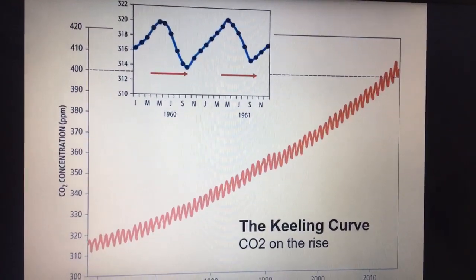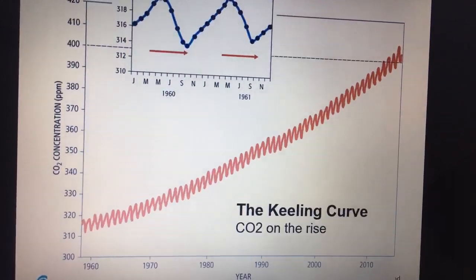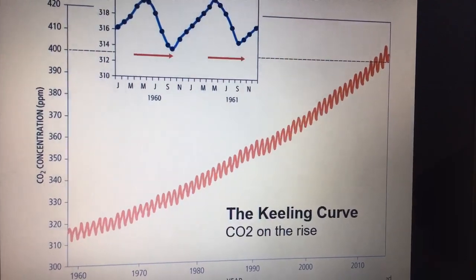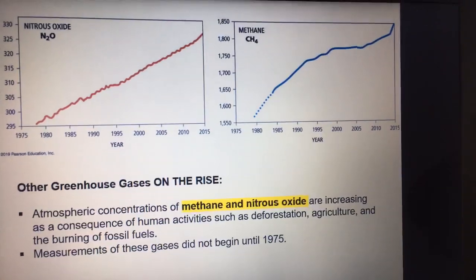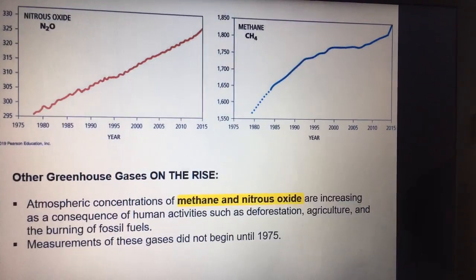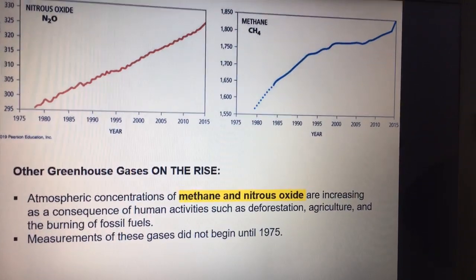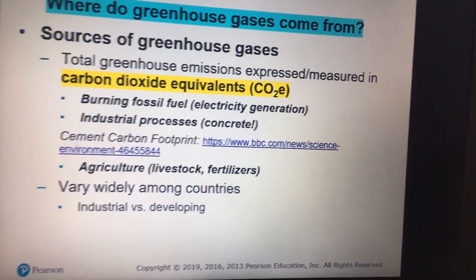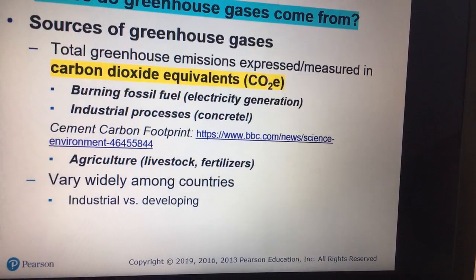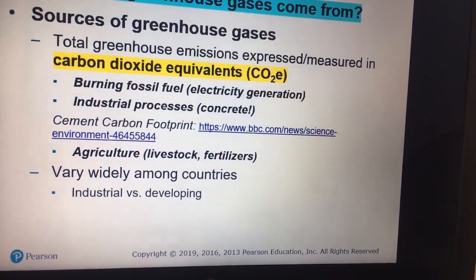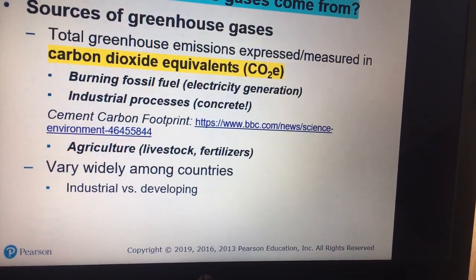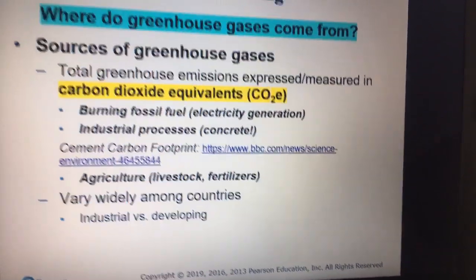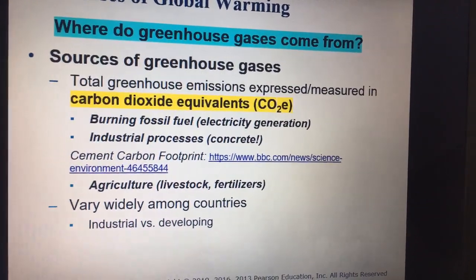We can measure carbon dioxide in the atmosphere, and it's been done since 1960 very successfully on Mauna Loa, which is a mountain in Hawaii. We've measured methane and nitrous oxide. You need to look at this information in your PowerPoint as well as your e-text. And you need to know where these greenhouse gases come from. They come from burning fossil fuels when we generate electricity, when we make concrete, when we have livestock and we use fertilizers. And there's a difference between countries, if you're industrial or you're in the developing stage, as to how much greenhouse gas you use.